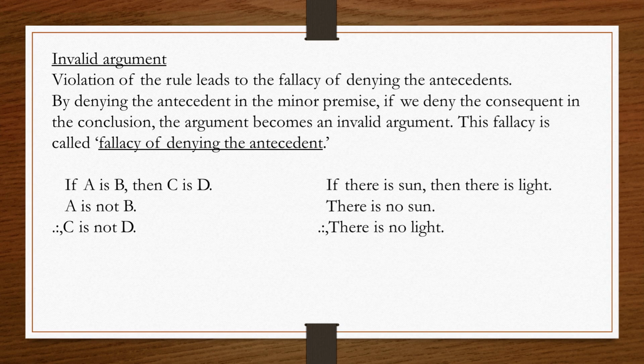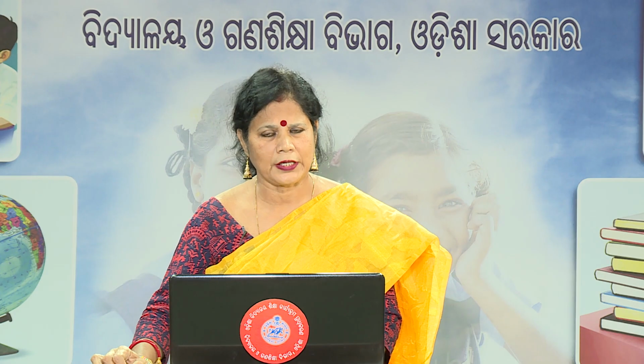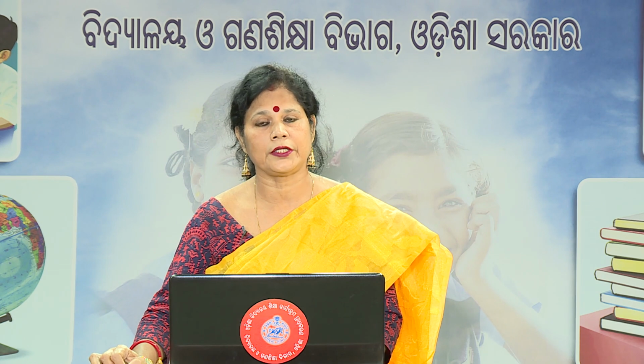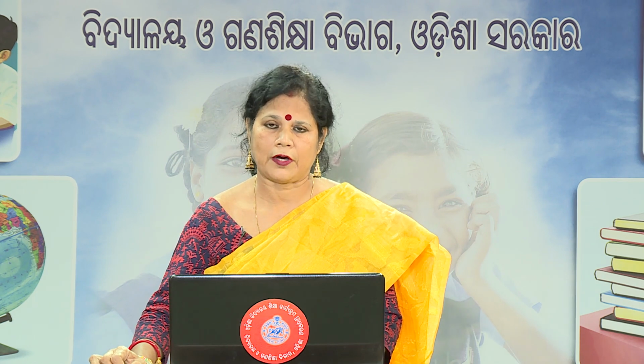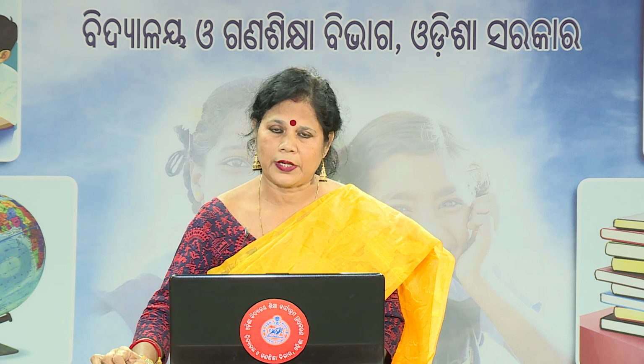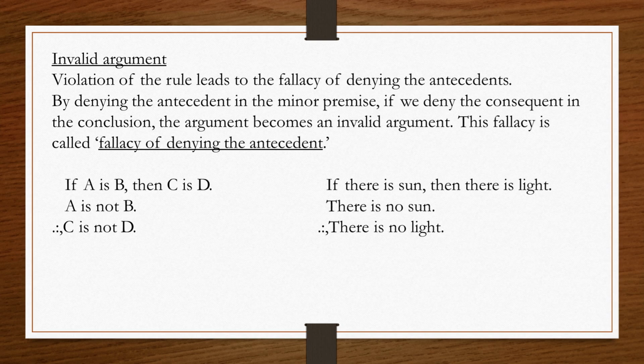So here what did we do? By denying the antecedent in the minor premise, we denied the consequent in the conclusion. This is a fallacy. This is a fallacious argument. This is an invalid argument. Okay? Now, let us see the concrete example.